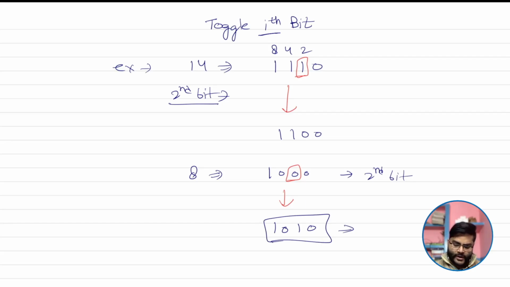Now, toggling basically means what? It means inversion of bit, right? So 1 will invert to 0 and 0 will invert to 1. Okay, toggling means what? Inversion of bit, but not all the bits.